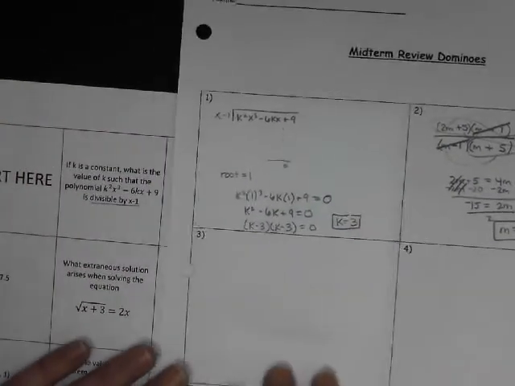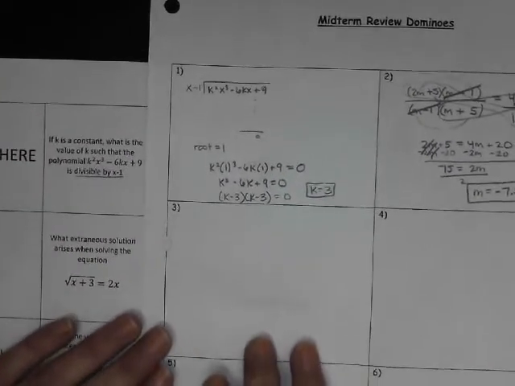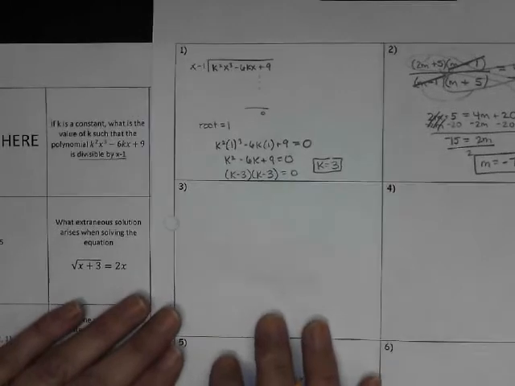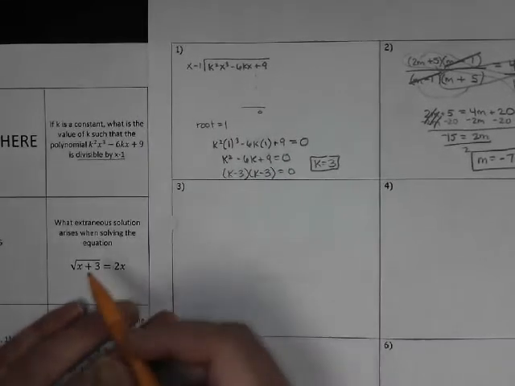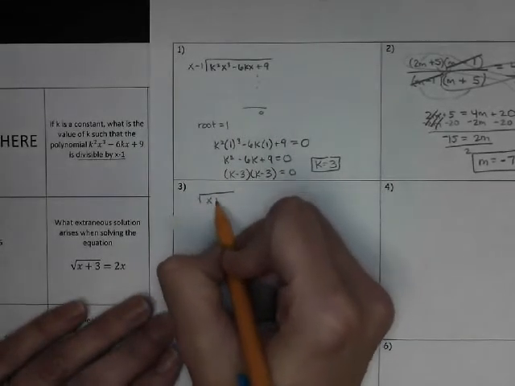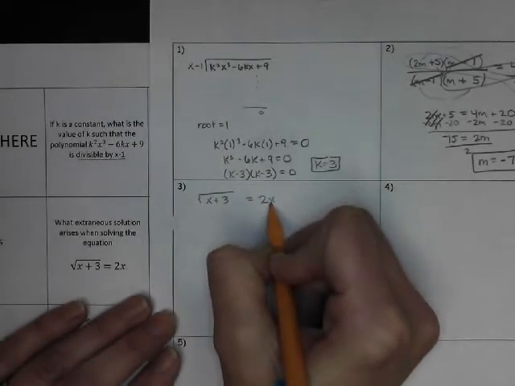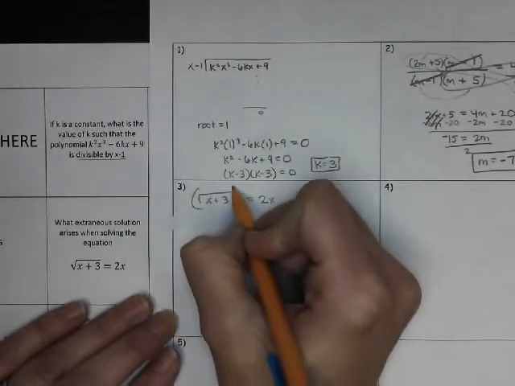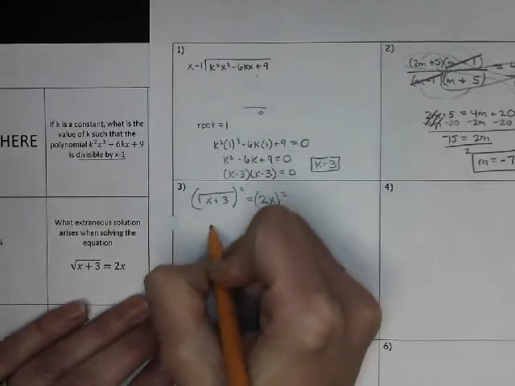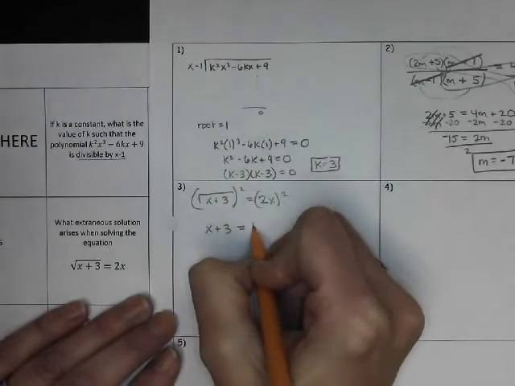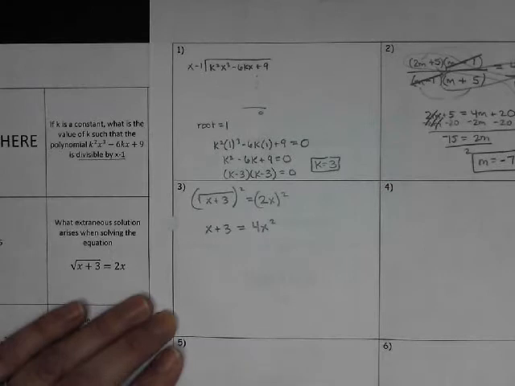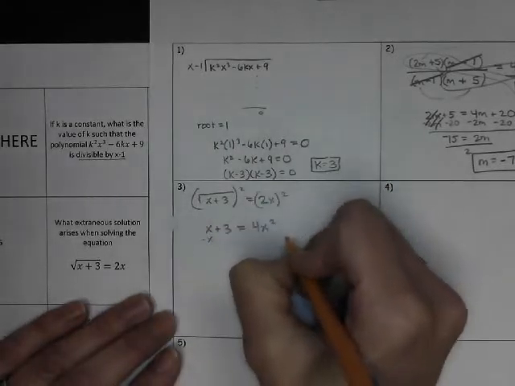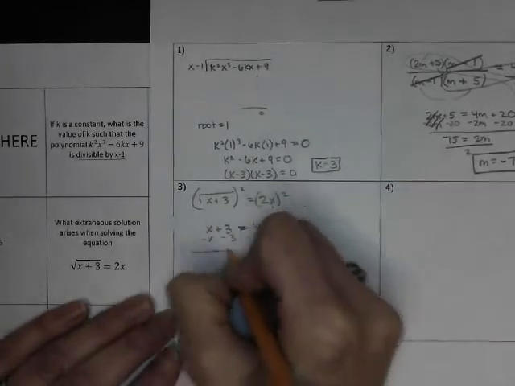Number 3 brings us to what extraneous solution arises when you solve this. So we need to solve it first. So to solve a radical, you get the radical all by itself, which luckily here is already done. Square both sides. We get x plus 3 equals 4x squared. It's a quadratic, so we want to solve it and get it equal to 0.